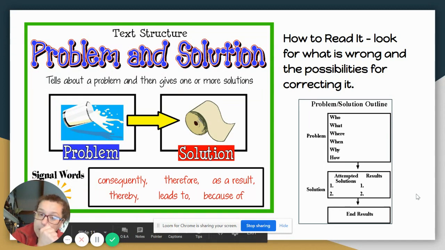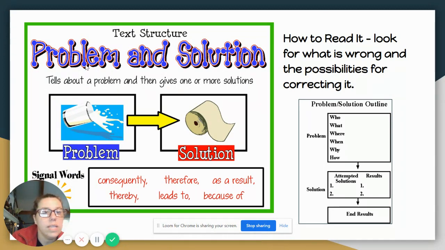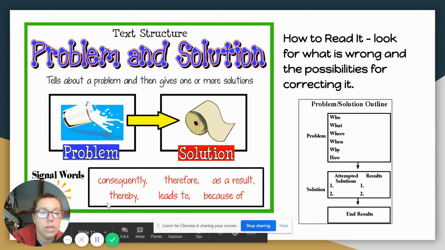Problem and solution. Let's see, this one we probably talk about a lot in fiction as well. Tells about a problem and then gives one or more solutions. So you spill your drink, what's the solution? You clean it up. Here are some key words: consequently, therefore, as a result, leads to, because of, and thereby.